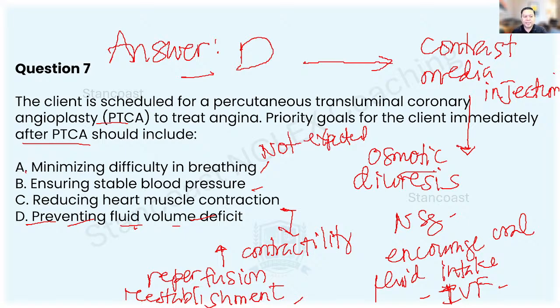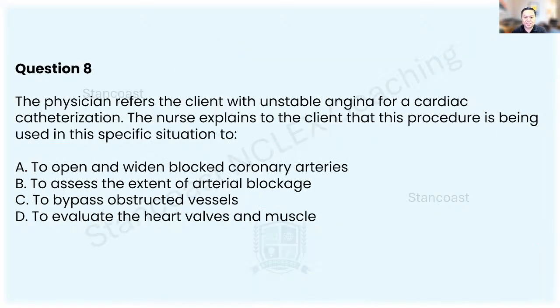All right. Now let's move on to the next question, number 8. The physician refers the client with unstable angina for a cardiac cath. The nurse explains to the client that this procedure is being used in this specific situation to A, to open and widen blocked coronary arteries, B, to assess the extent of arterial blockage, C, to bypass obstructed blood vessels, or D, to evaluate the heart valves and muscle.